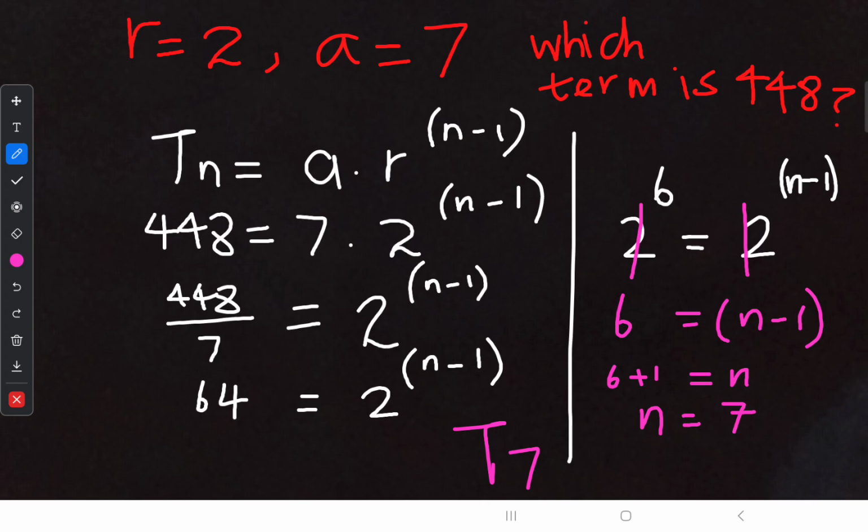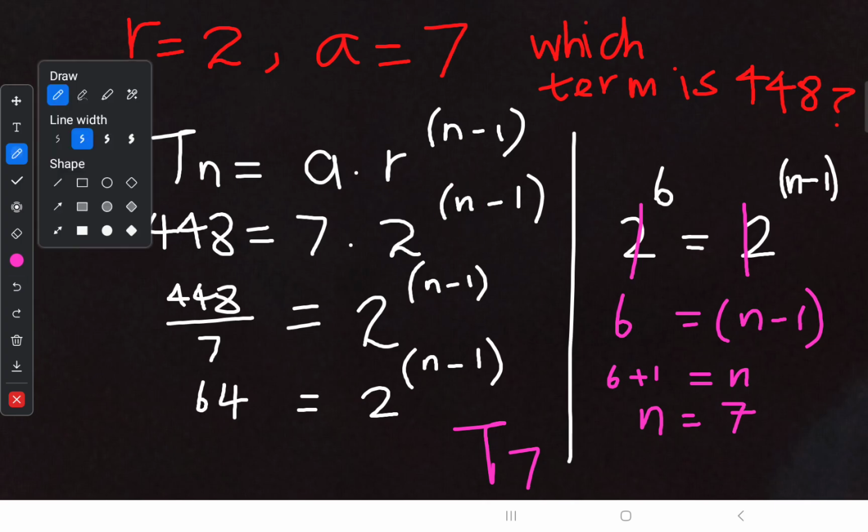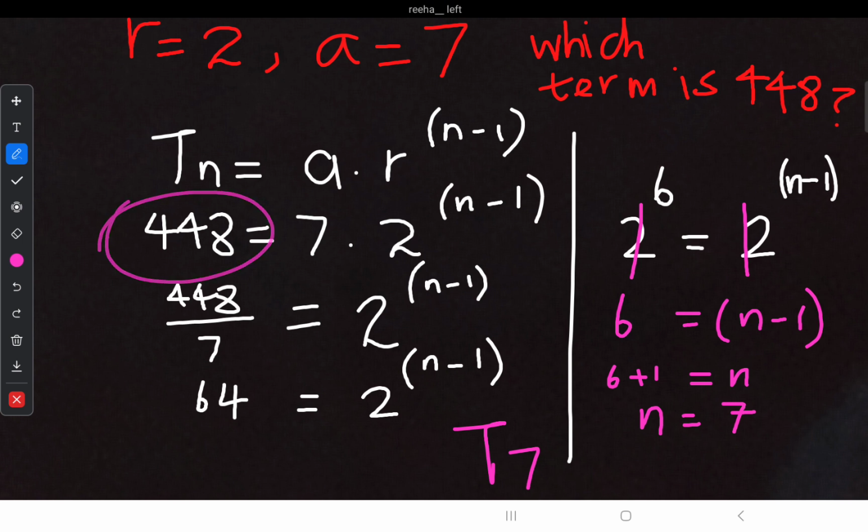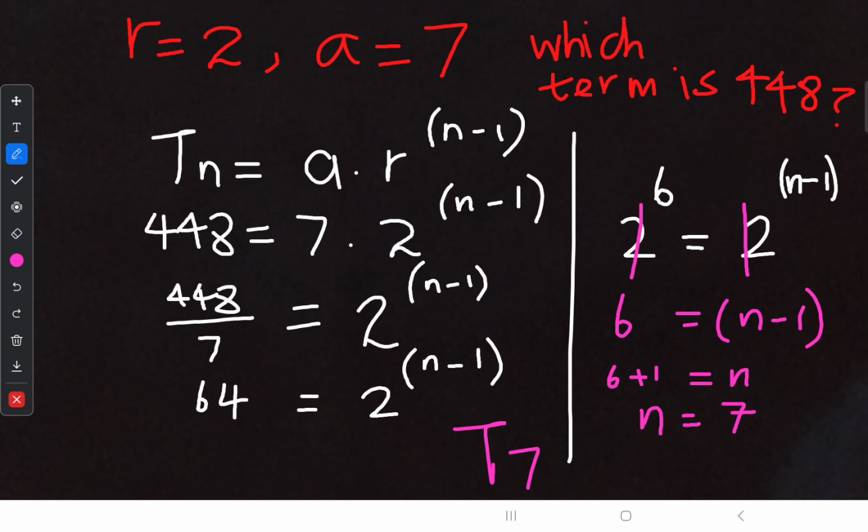I'll repeat it once more. We don't know which term it is, and we are going to find it. For that, we have to find the number n. For that, we substituted the given data in this particular formula. 448 is our particular term, we don't know which term it is, and it equals 7 into 2 to the power of n minus 1. Then we divide by 7, it's 64, equals 2 to the power of n minus 1. 64 can be written as 2 to the power of 6. Just neglect the bases and consider the powers. 6 equals n minus 1. So our n should be 6 plus 1, that equals 7.